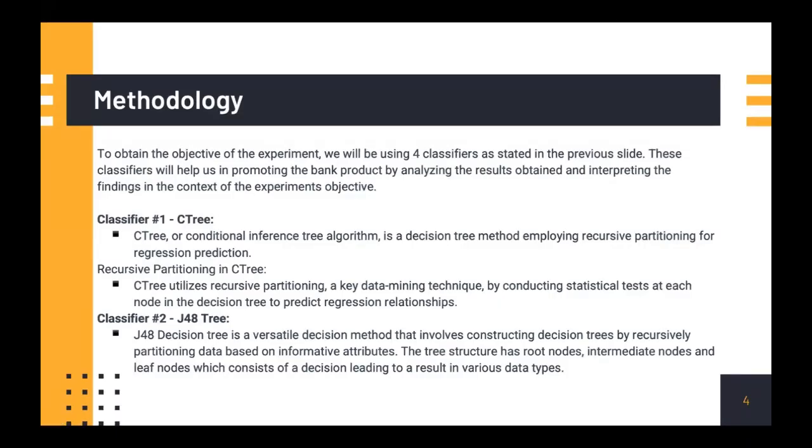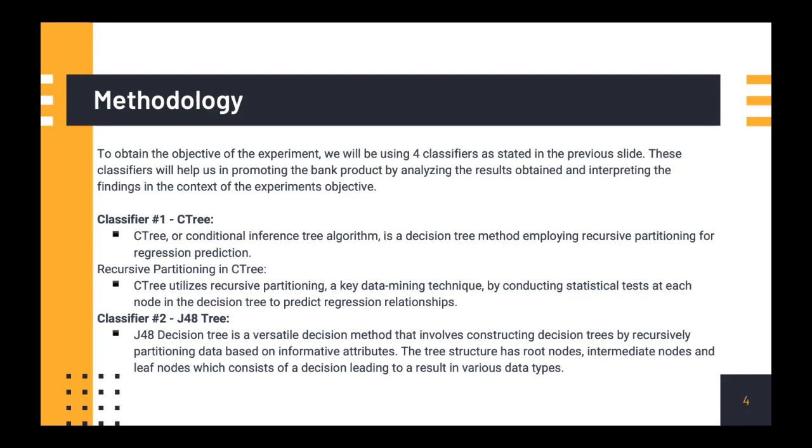Methodology. To achieve our experiment's goal, we're employing 4 classifiers as mentioned in the previous slide. These classifiers play a crucial role in promoting the bank product by analyzing the obtained results and interpreting the findings in line with the experiment's objective. I'll go into details of the first 2 classifiers.